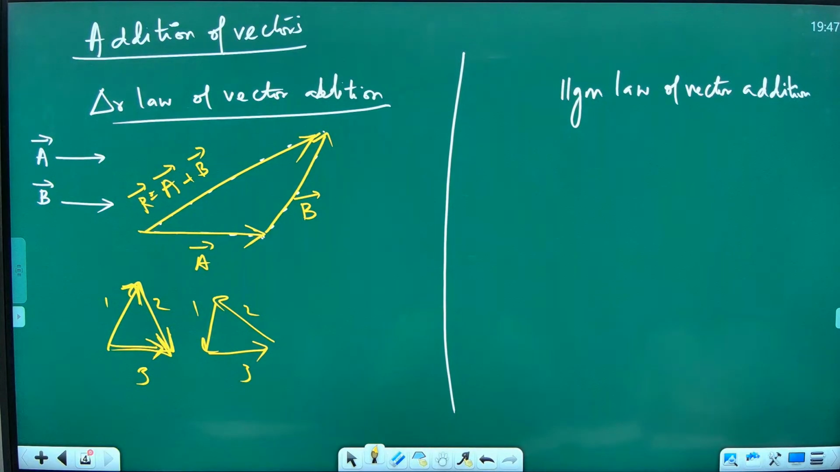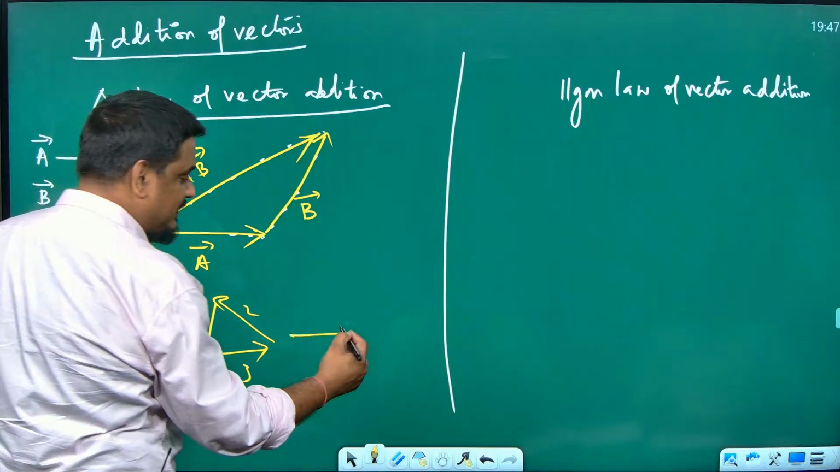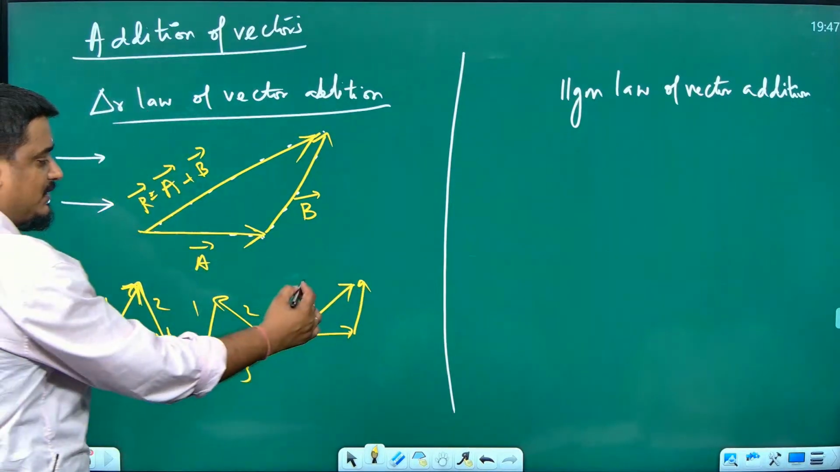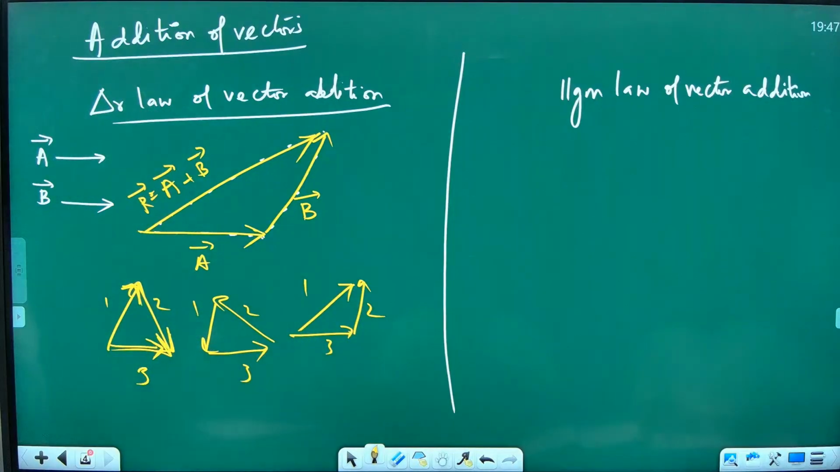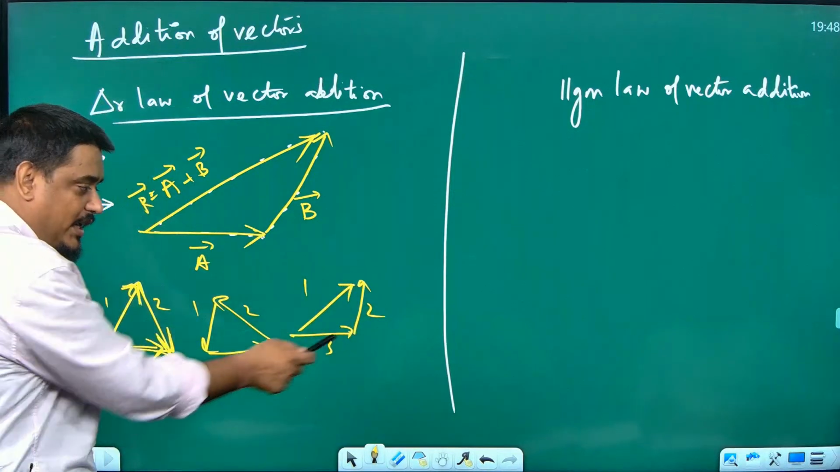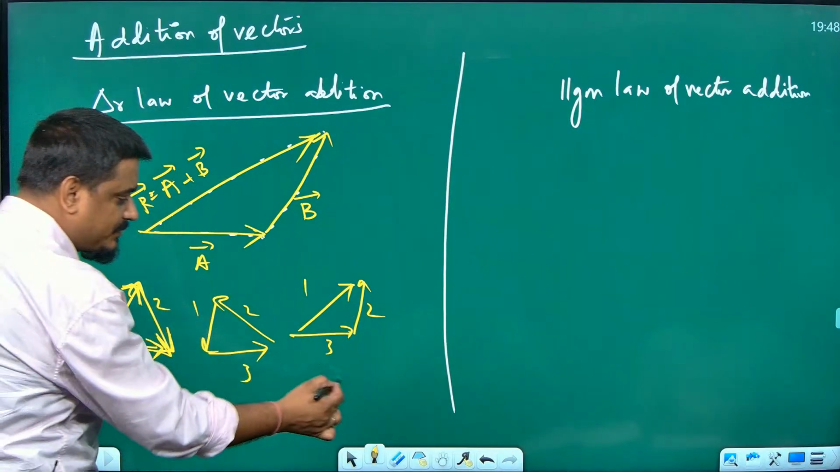Are you getting? If I am writing like this, tell me. Not possible, because it is tail, head, tail, head, tail, head. But if I keep it like this, already I have drawn it also, tell me what plus what is equal to what? 3 plus 2 is equal to 1. Are you getting why? Tail, head, head, tail. So 3 plus 2 is equal to 1. Are you getting my point?